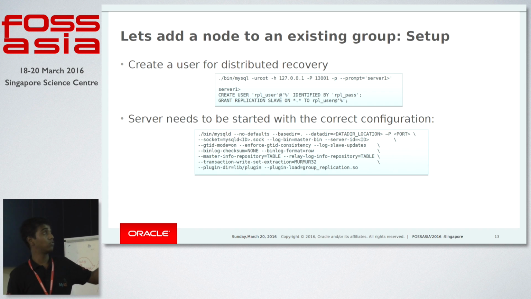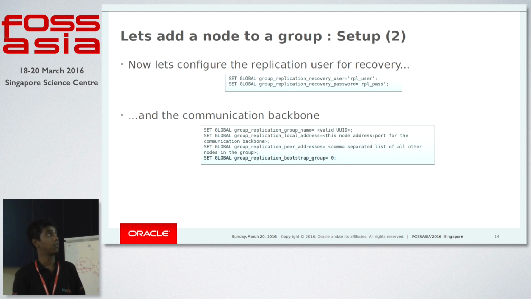The second step would be to just start off with the correct configuration. Right now, group replication works only with GTIDs, which is very much needed for handling of transactions inside the group. We don't support checksum as of today, so checksum has to be off. We support only row-based replication, and the info repository has to be in table format for group replication. So that's the basic setup that we need to do for just configuring group replication.